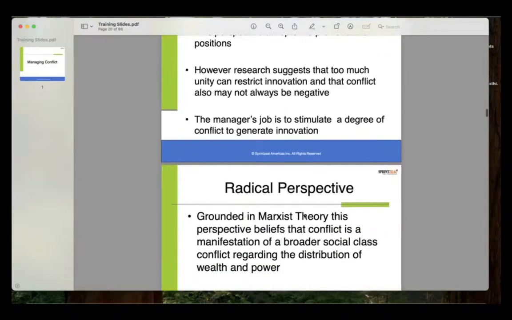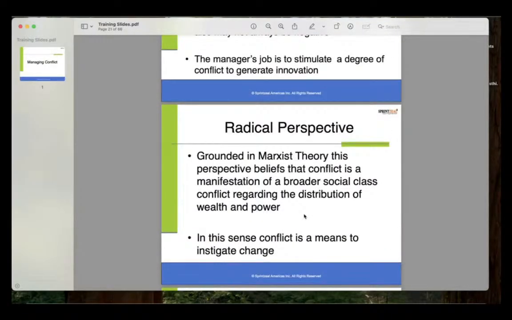The fourth one, and the last one, is the radical perspective. So, what do we mean by that? Grounded in Marxist theory, this perspective believes that conflict is a manifestation of a broader social class conflict regarding the distribution of wealth and power.